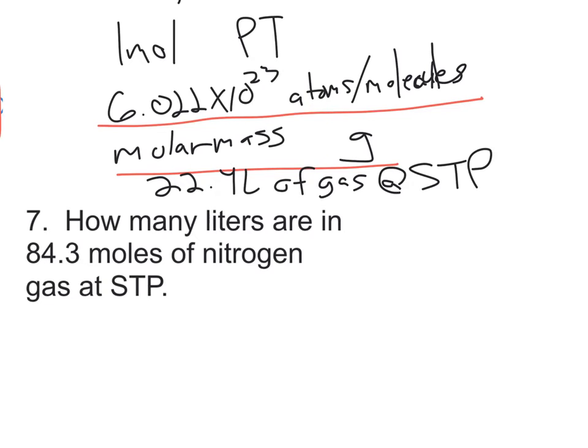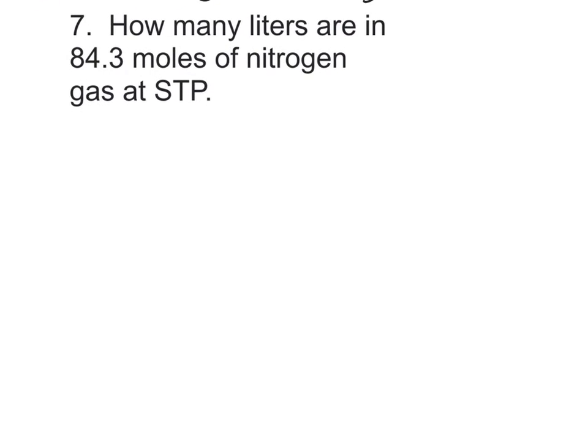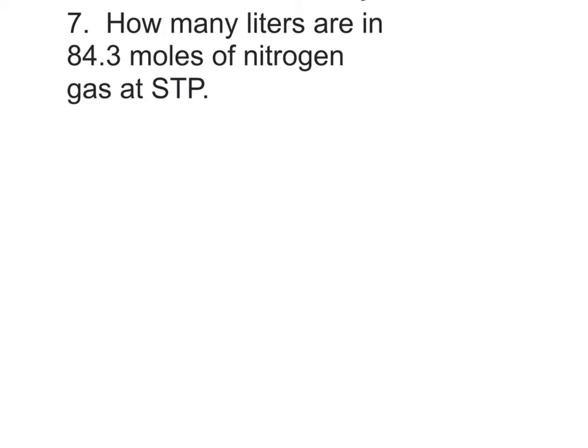But this was Avogadro's famous thing. You could figure out how big the balloon would be if you had a mole of gas in it. And that was his number, 22.4 liters. His number is actually the 6.022. All right, how many liters in 84.3 moles of nitrogen gas at STP? Okay, let's do this one.